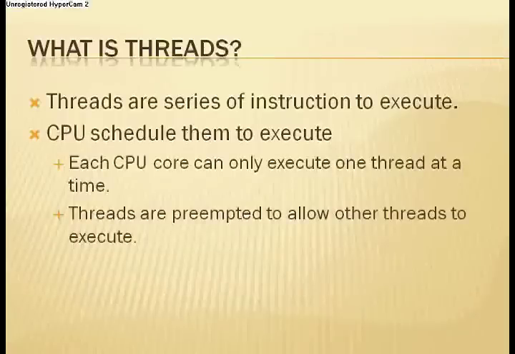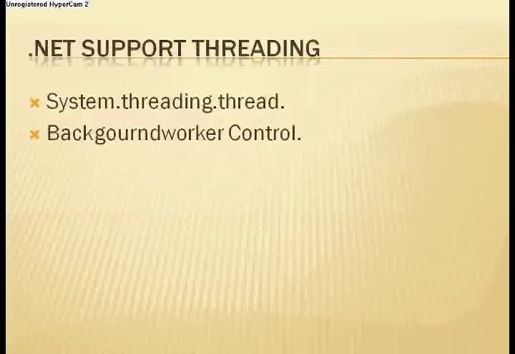Now starting with the introduction. What are threads? Threads are a series of instructions to execute. The CPU schedules them to execute. Each CPU core can only execute one thread at a time. Threads are preempted to allow other threads to execute.